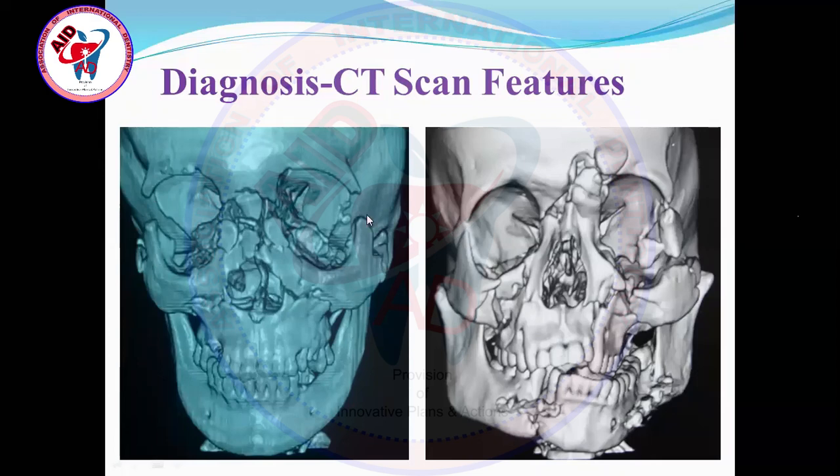zygomatic bones bilaterally. Look here at frontal zygomatic suture. This gross disruption gap, almost 1 centimeter gap between the zygomatic process of frontal bone and the frontal process of zygomatic bone. There is gross displacement, and it is bilaterally. And the zygomatic bones bilaterally, they have come down, and they have led to the increased orbital volume.